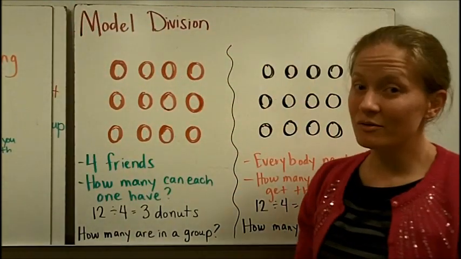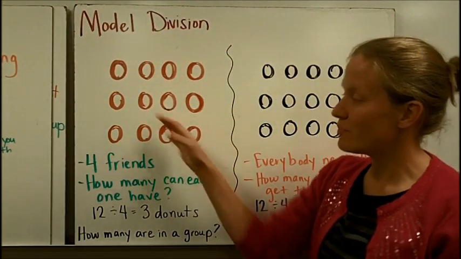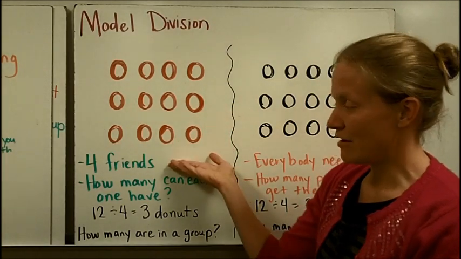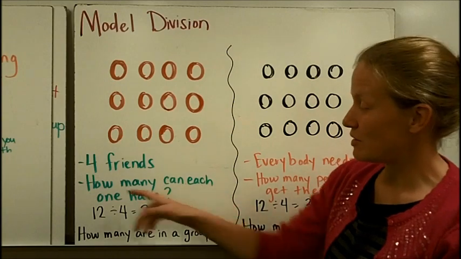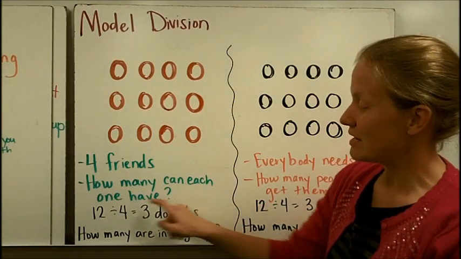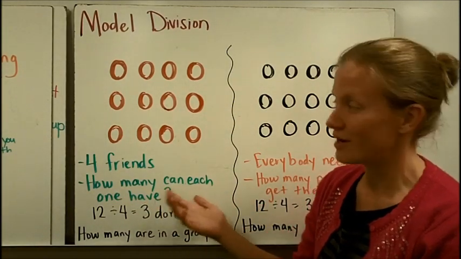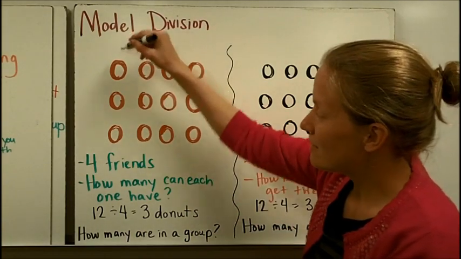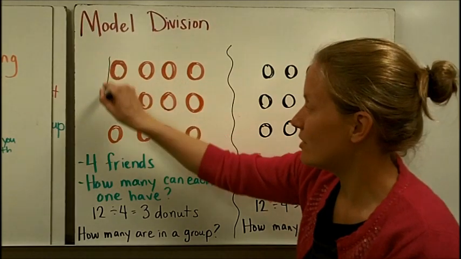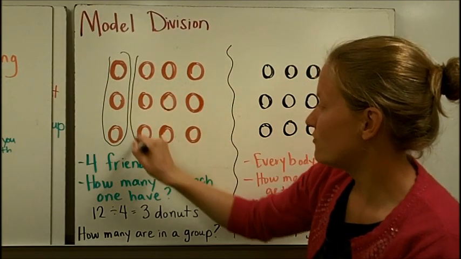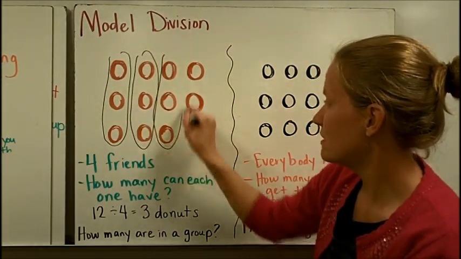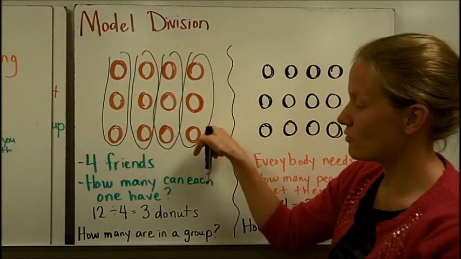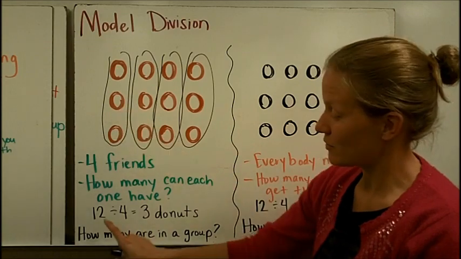We can model division both of those ways with a picture. Let's say that you have a pile of donuts, 12 donuts, and you have 4 friends. And your division problem could be in order to figure out how many can each friend have. So if you have 4 friends, you could divide these 12 donuts evenly among them. And you can see that you can make 4 groups easily, like this. So here's 1 group, 2 groups, 3 groups, 4 groups, and each friend could have 3 donuts.